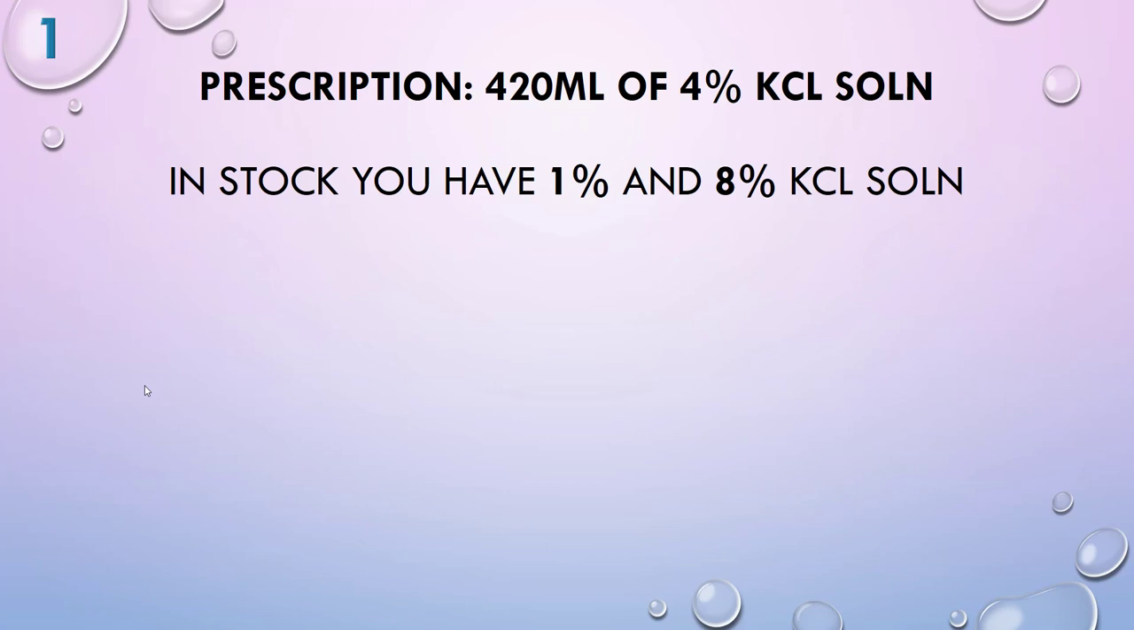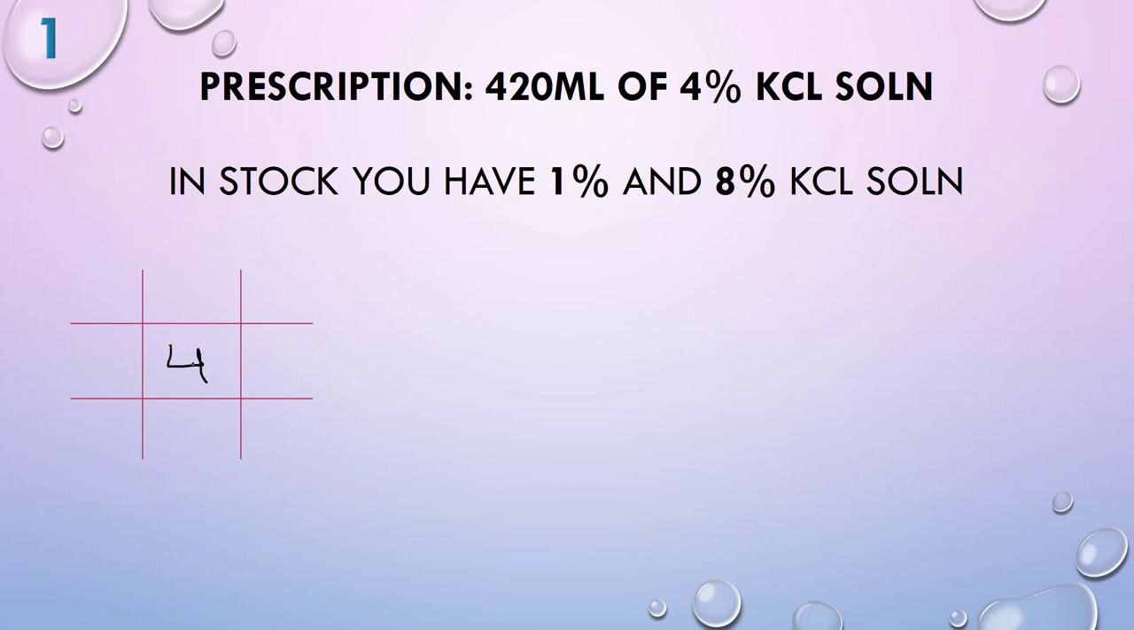We have a prescription for 420 milliliters of 4% potassium chloride solution. In stock, we have 1% solution and 8% solution. All right, so the first thing we need to do with an allegation is to set up our tic-tac-toe table, so to speak. The next thing we'll need is to insert the concentration that the prescription is written for in the middle.